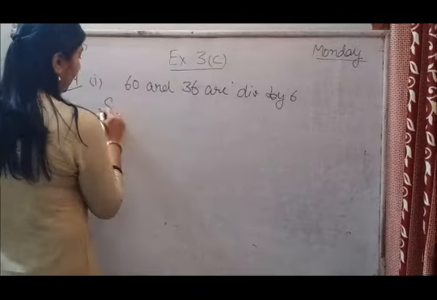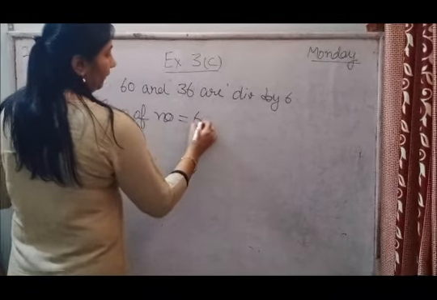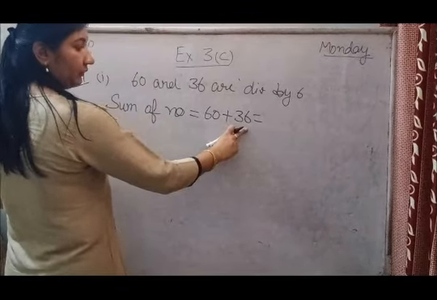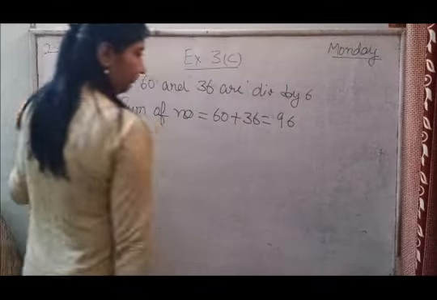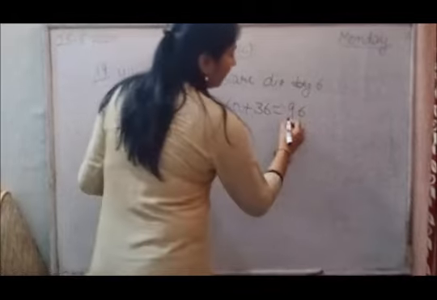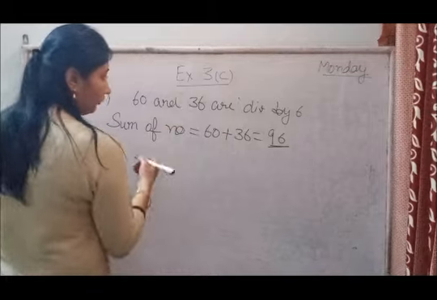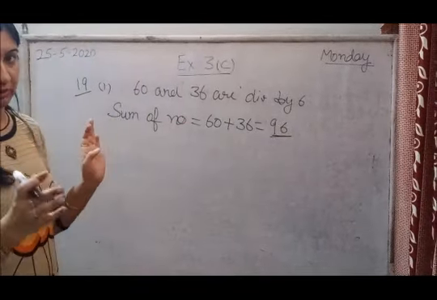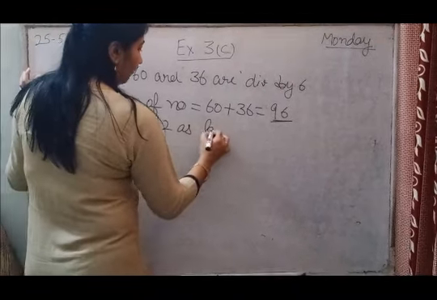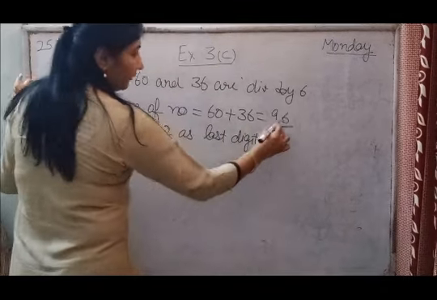Firstly, we will find the sum of the numbers. 60 plus 36 is 96. Now check whether 96 is divisible by 6 or not. What was the divisibility rule of 6? You have to check whether it is divisible by 2 as well as 3. Now 96 is divisible by 2 as the last digit is 6. It is divisible by 2.